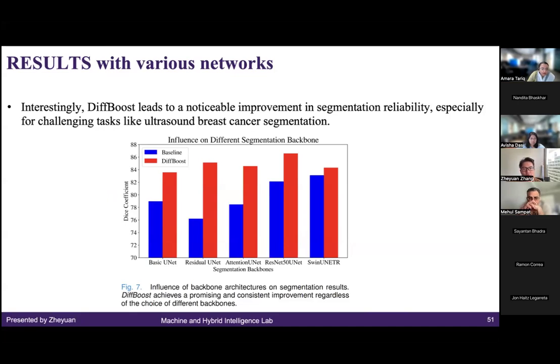And we validated this model's performance on different segmentation backbones, no matter the basic UNet, residual UNet, attention UNet, or the Swin UNETR. We can find that this data augmentation method called DiffBoost can lead to noticeable performance improvement in the segmentation, and further help with the final segmentation performance.